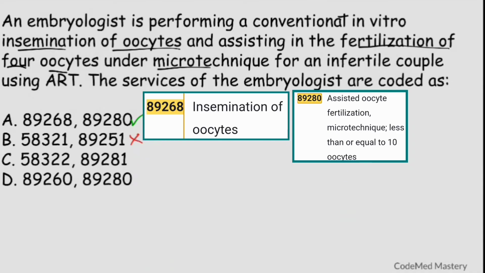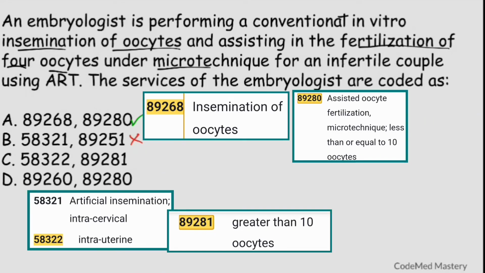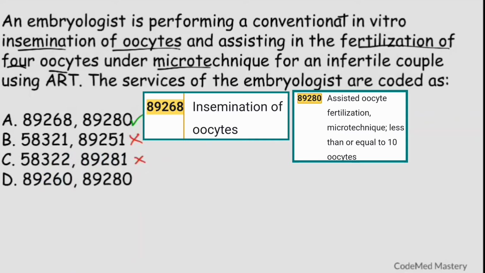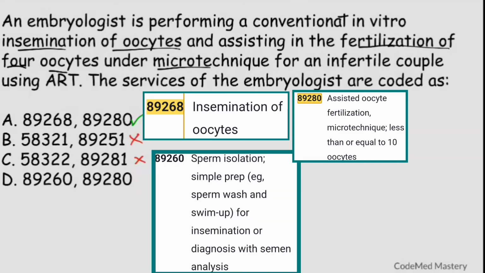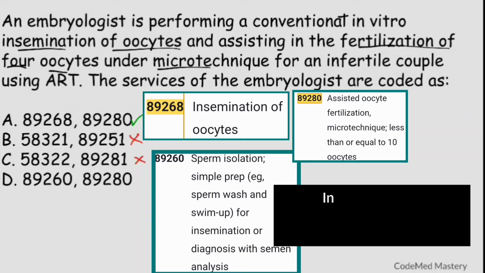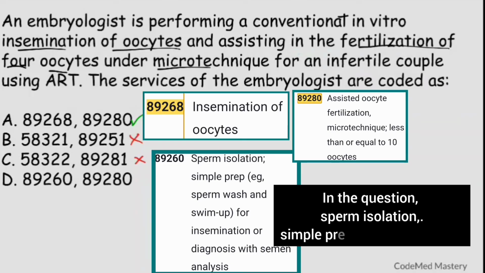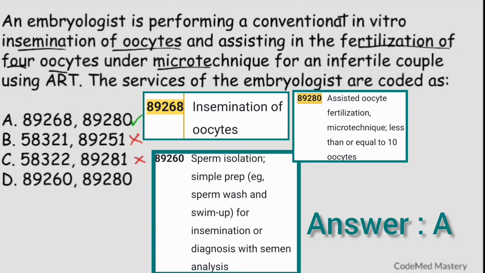Coming to option C, that is for artificial insemination intrauterine, and 89281 is for assisted oocyte fertilization greater than 10 oocytes, but in this scenario they have mentioned 4 oocytes. So we cannot use 89281, and also 58322 is wrong. So eliminate option C. Coming to option D, 89260, that is for sperm isolation simple prep. So we cannot code 89260.